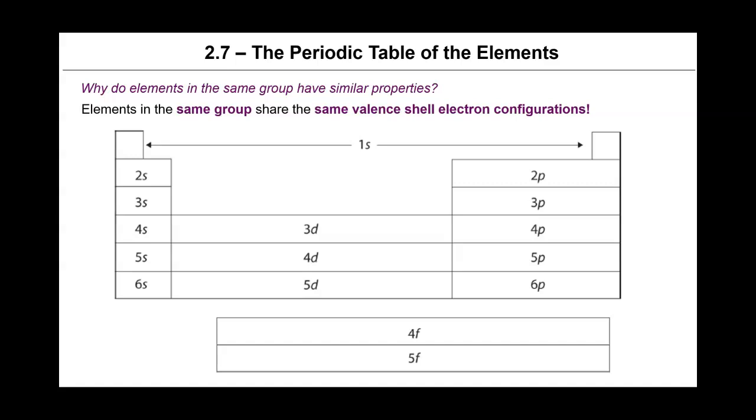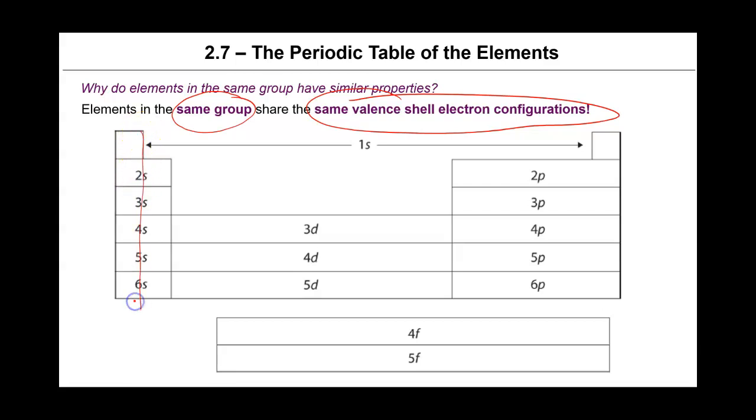So, we said that elements that are in the same group in the periodic table have very similar properties. And there's a good reason for that, and that's because elements that are in the same group have the same valence shell electron configurations. And we can see this if we consider how the electron configuration of an element varies across the periodic table.